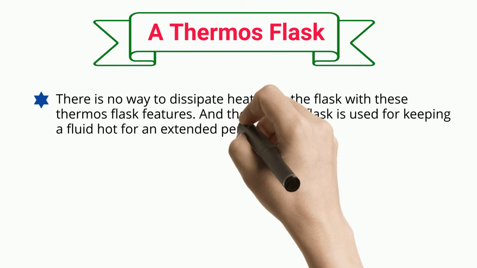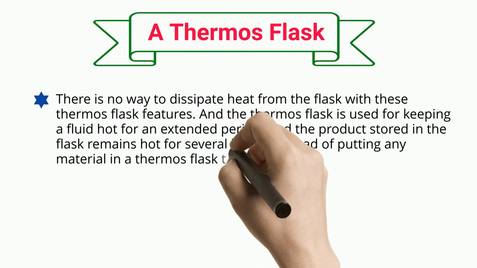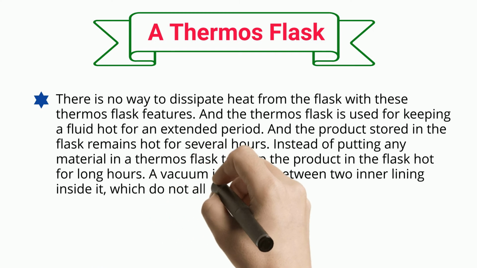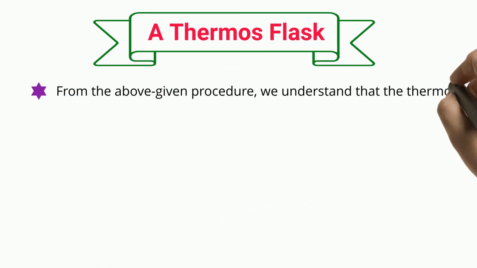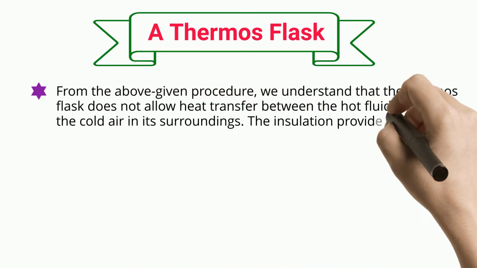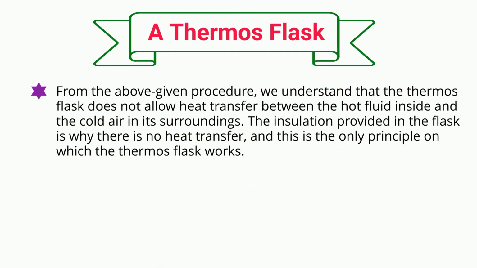The thermos flask is used for keeping a fluid hot for an extended period. And the product stored in the flask remains hot for several hours. Instead of putting any material in a thermos flask to keep the product hot for long hours, a vacuum is created between the two inner linings, which does not allow any heat to dissipate. From this, we understand that the thermos flask does not allow heat transfer between the hot fluid inside and the cold air in its surroundings. The insulation provided in the flask is why there is no heat transfer, and this is the only principle on which the thermos flask works.